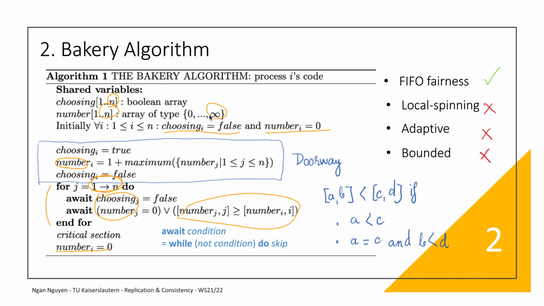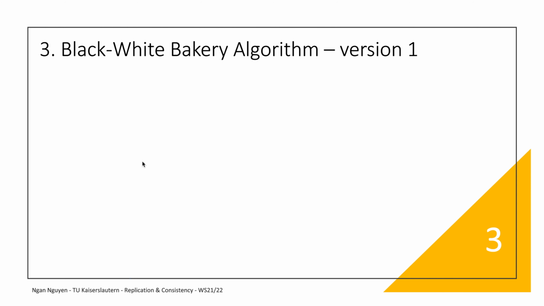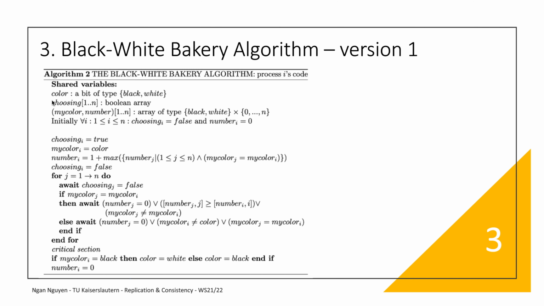Next, I will introduce the black-white bakery algorithm. It is also a mutual exclusion algorithm. The black-white bakery algorithm uses one additional shared bit called color, and it can have the value either black or white. It also introduces a ticket array of size n. Each element has a pair of a color, which has the value black or white, and a number from 0 to n. Initially, all choosing elements are false and all numbers have value 0.